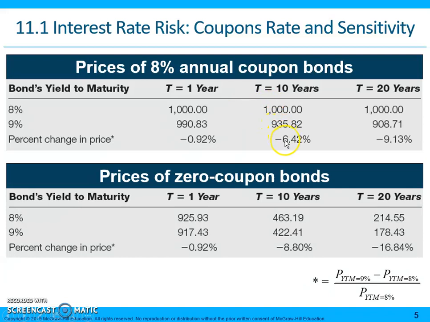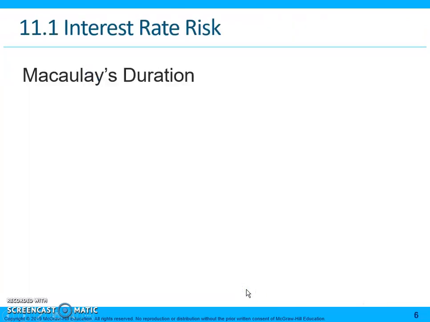a 1% change in interest rates results in almost a 6.5% decline in price for the coupon bond. However, that change is even greater for the zero coupon bond because there aren't any intermediate cash flows. The only cash flow is at the very end. The price change is greater, a decline of 8.8%. Then we move on to 20 years with the coupon bond. That change in price is 9.13%. With the zero coupon bond, it's even greater, a decline in price of 16.84%. To do these calculations, all we're doing is taking the ending price minus the beginning price, divided by the beginning price. So it's the rate of return formula that we've used previously.